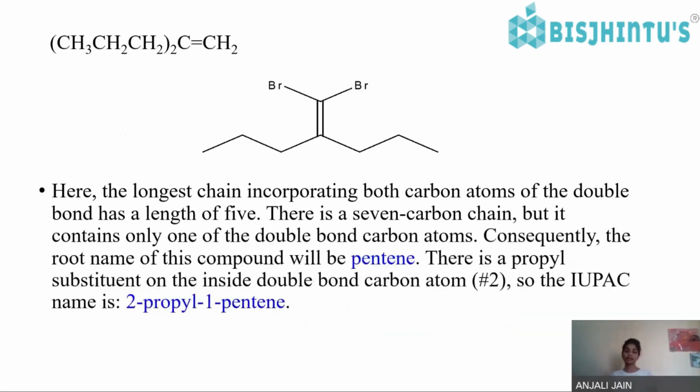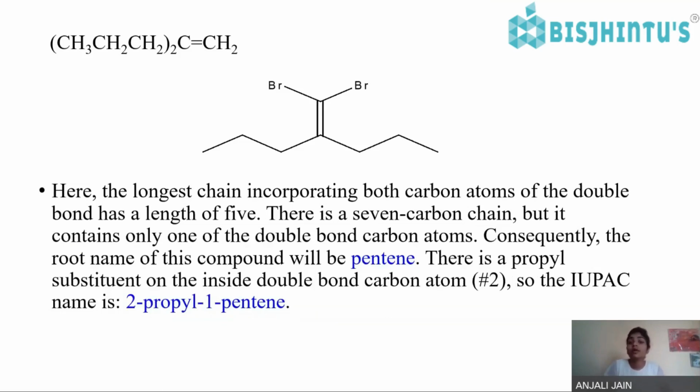Now I have taken the second illustration, which is 2-propyl-1-pentene. Pentene shows that an alkene is there with the 5-membered structure. At the second position, a propyl group is there. This structure is pentene with the 5-membered structure.